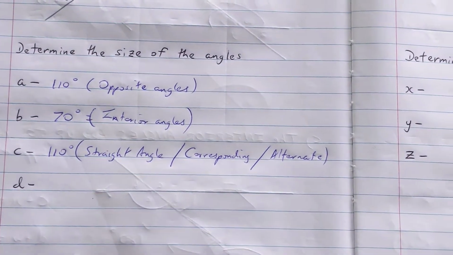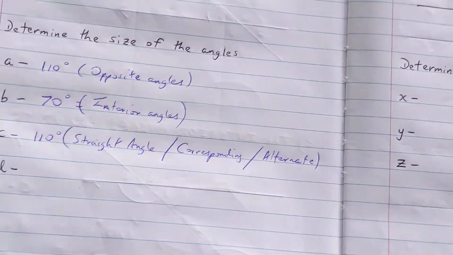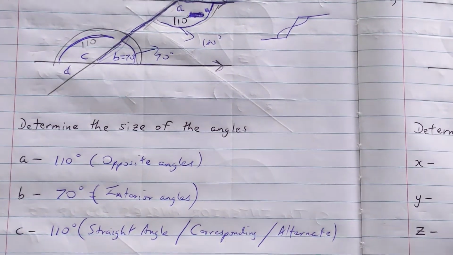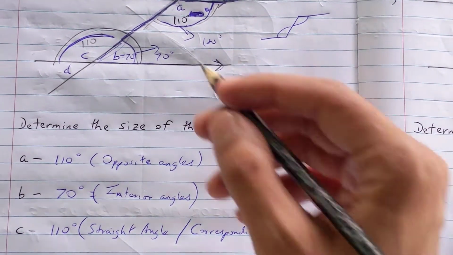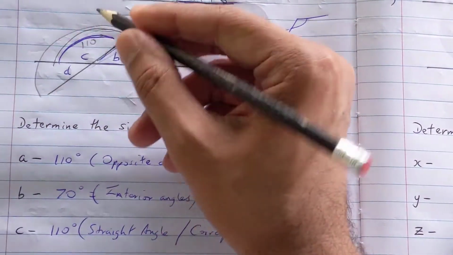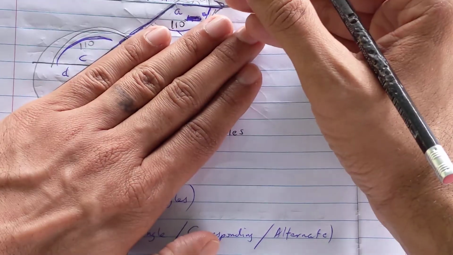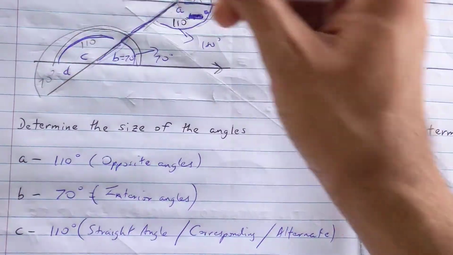So I could have used alternate angles as well. Now the last one, D, again, same idea. I could use whichever rule I want. I could use straight angle here, because both of them are going to be on a straight line, that particular straight line there, meaning here is going to be 70.